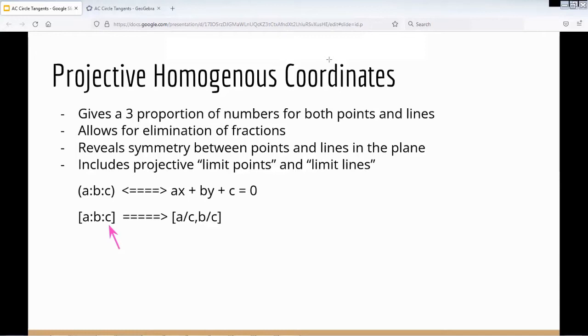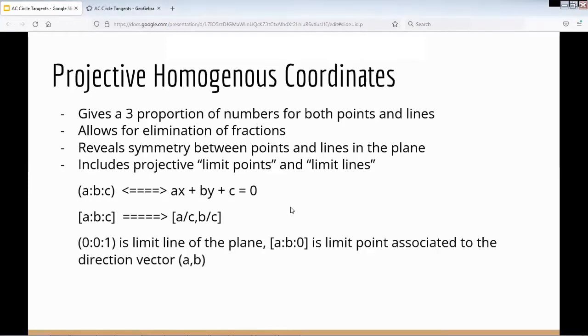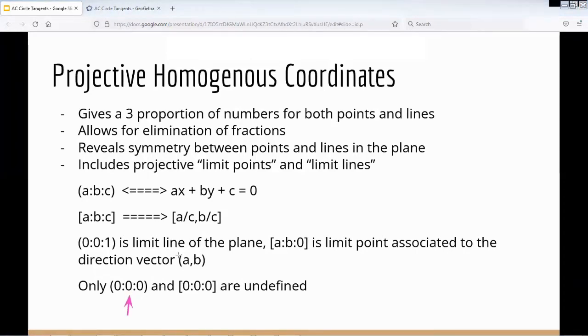Like I was saying, we can use this to eliminate fractions, and you could convert it into a point in the usual sense just by dividing both the first two terms by the third term. And there's some other stuff about limit lines. The important thing for us, though, is that only the coordinates 0, 0, 0 are undefined for us, for both lines and for points. Any other proportion, any two of the terms can be 0 for us. But this, all three of them being zeros, has no meaning for us geometrically.